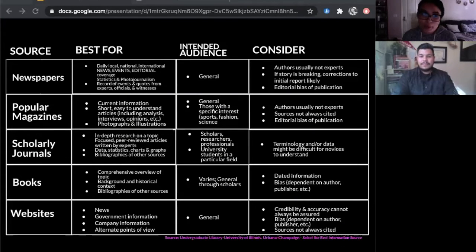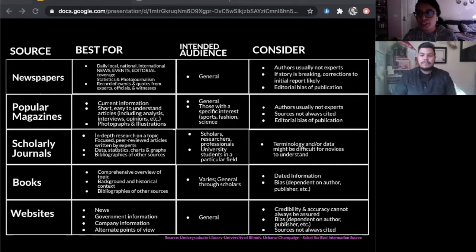So, tool number one, the select the best information source chart. You are presented with information through various sources. Generally, the most common source types are presented on this grid. I think we intuitively know the general differences between a newspaper article and a scholarly article, but this chart goes a little deeper and can specifically help you in the context of evaluating information.